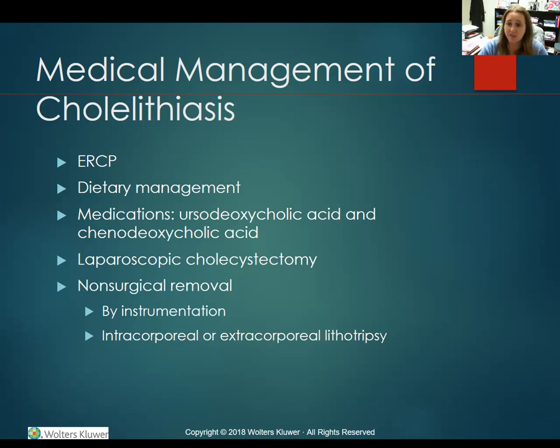Diet immediately after our acute episode. So we haven't done any kind of surgical intervention. We've done the IV rest, bowel rest, all that stuff.